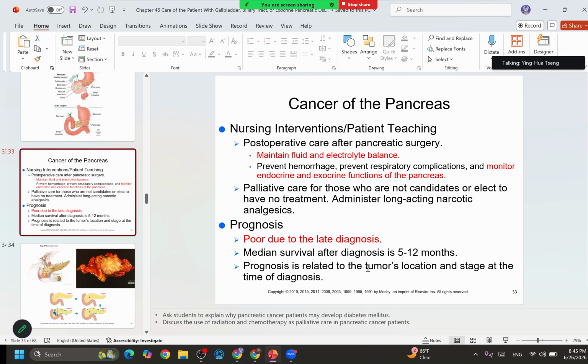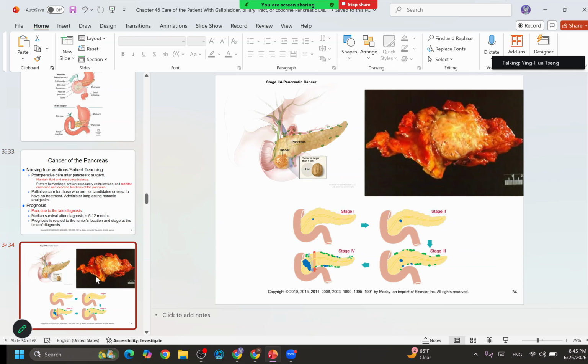So like the liver and like the pancreas, you don't feel pain. Sometimes I'll tell you something very important: pain is not always bad. Sometimes pain is a good thing. It's telling you, okay, your body has something wrong. Go to see the doctor right now. So this is the reason the patient doesn't feel pain. That's why they ignore it.